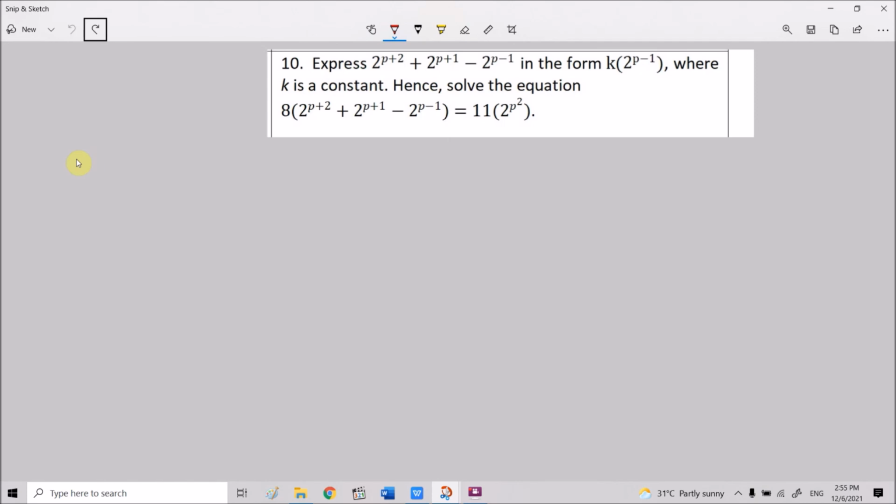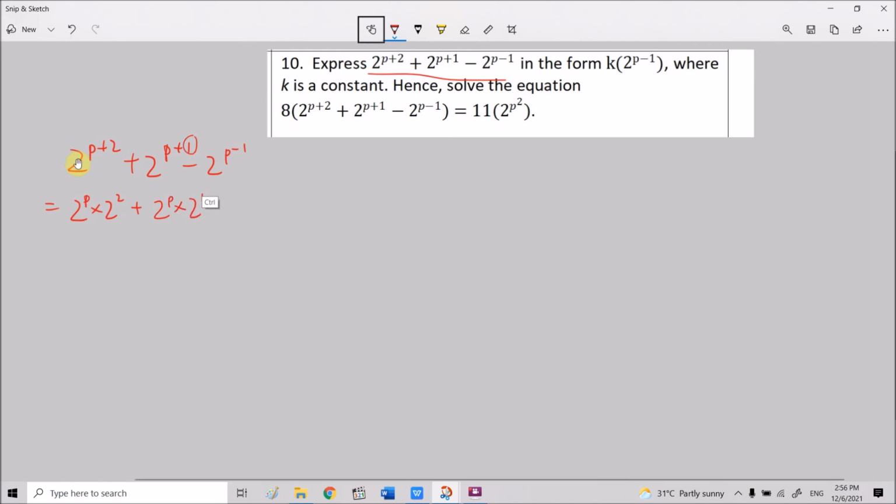Question number 10. Express this in the form of k times 2 to the power of p minus 1. Okay, so we start with this first: 2 to the power of p plus 2 to the power of p plus 1 minus 2 to the power of p minus 1. So we try to write this in this form, where 2 to the power of p times 2 to the power of 2. Okay, so this one actually equals to this. And this part here equals 2 to the power of p times 2 to the power of 1. Because this is 1, I don't have to write the 1 here. And this one here, we get 2 to the power of p times 2 to the power of negative 1.